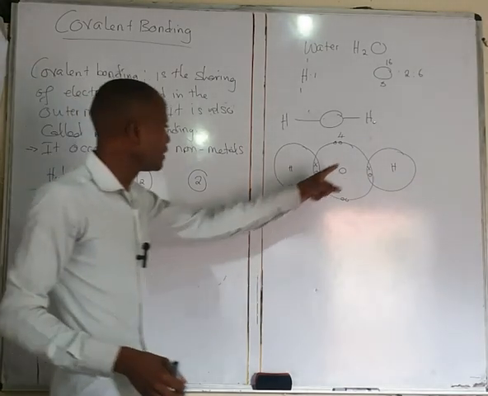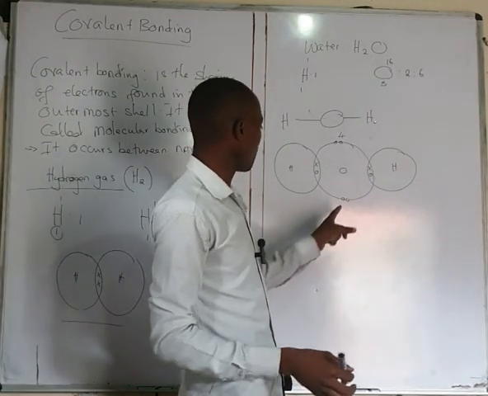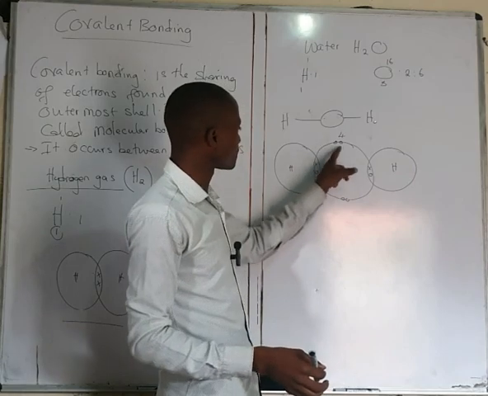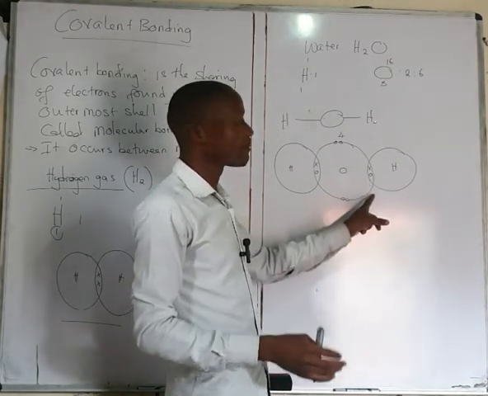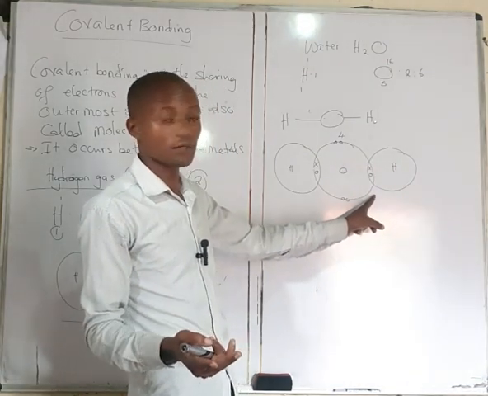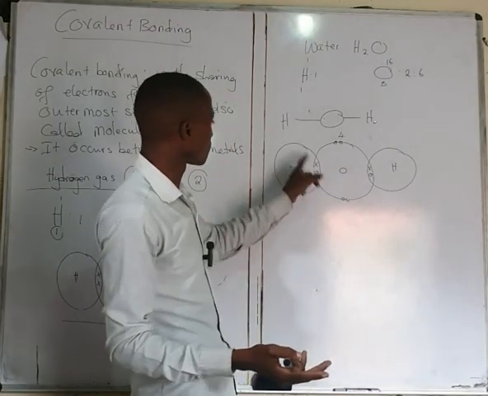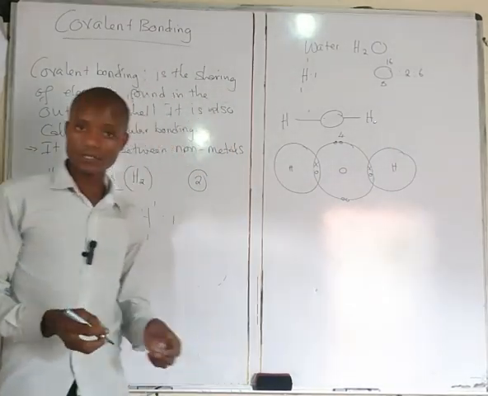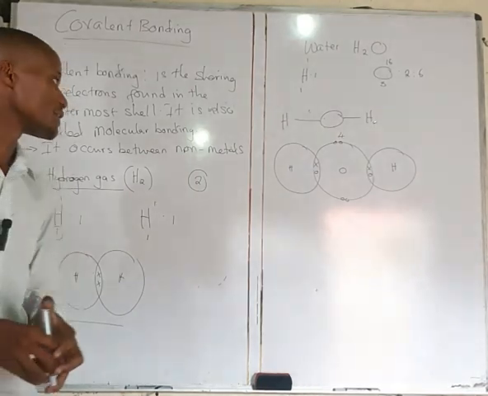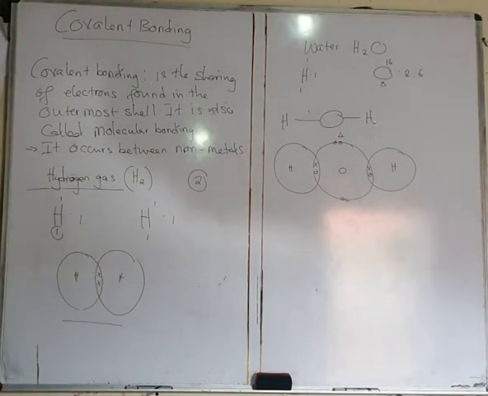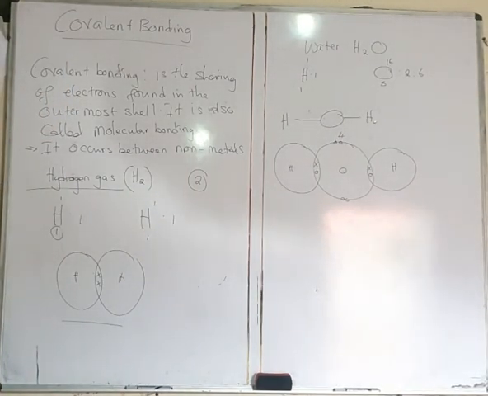So when you count these, for oxygen we must have 8: 1, 2, 3, 4, 5, 6, 7, 8. For hydrogen we must have 2. Remember that's just the first shell: 1, 2, this one, 1, 2. They are sharing these electrons together, right? So that is the structure for the water molecule.